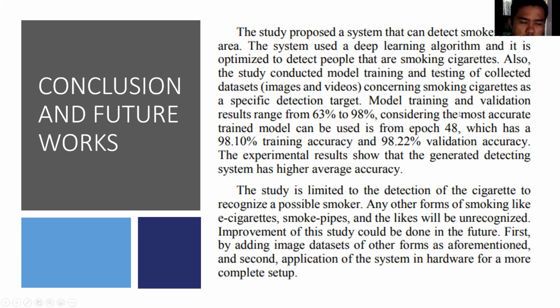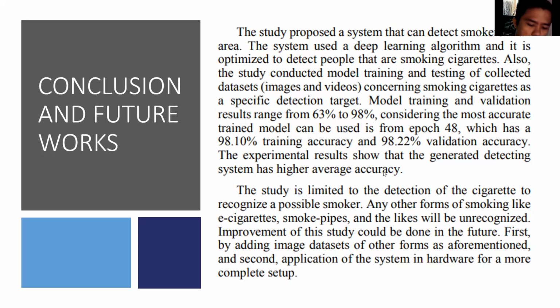Also, the study conducted model training and testing on a collected database of images and videos concerning smoking cigarettes as a specific detection. Model training and validation results range from 63 to 98%, considering the most accurate trained model can be used from epoch 48, which has 98.10% training accuracy and 98.22% validation accuracy. So the experiment result shows that the detecting system has a higher average accuracy.